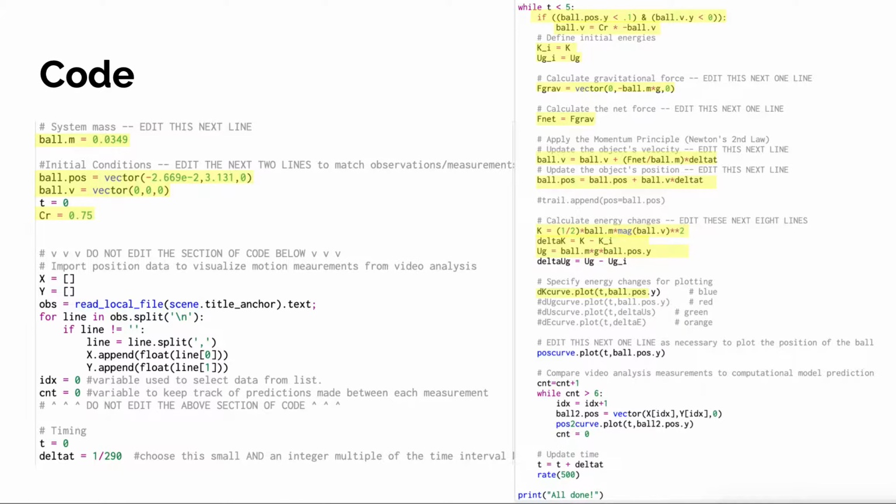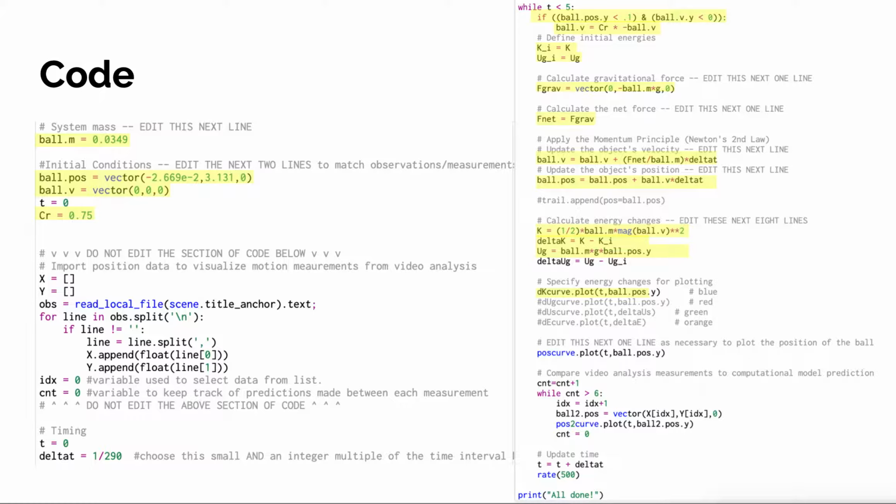And so then we had the initial kinetic energy and initial gravitational energy. The F-grav equals the vector of the ball's mass times g, negative g. F net is just equal to F-grav, and then the ball's velocity and ball's position equations are dictated by Newton's second law.